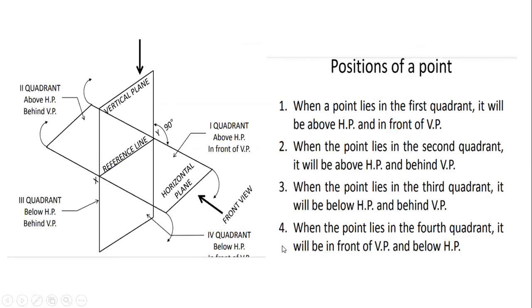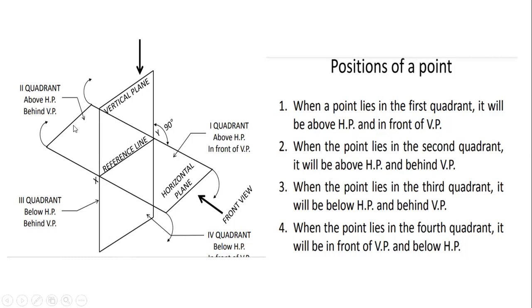Now let us go with the positioning of a point in various types of quadrant as listed here. So you take the first quadrant. The point lies in the first quadrant, which is situated above the horizontal plane and in front of the vertical plane. If any problem is given related to the first quadrant, you have to refer to the boundary conditions: above the horizontal plane and in front of the vertical plane.